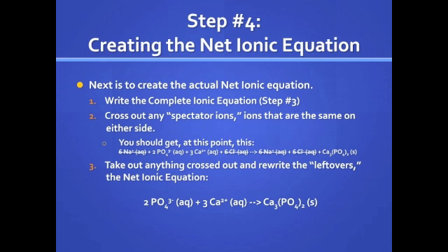Alright, our final step is to complete the net ionic equation. So our first step for this is to write the complete ionic equation, which is what our last step was. And for this one, we have to cross out any spectator ions from the giant equation that I read out earlier. So that includes the 6 Na+ aqueous on either side and the 6 Cl- aqueous. So we gotta just take those out.